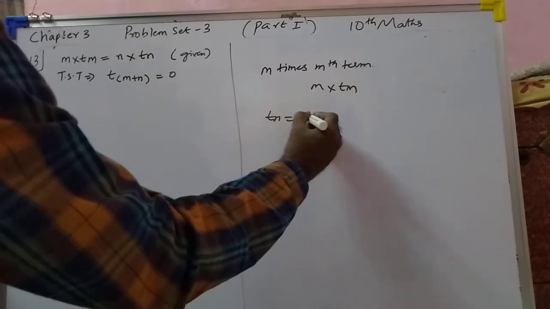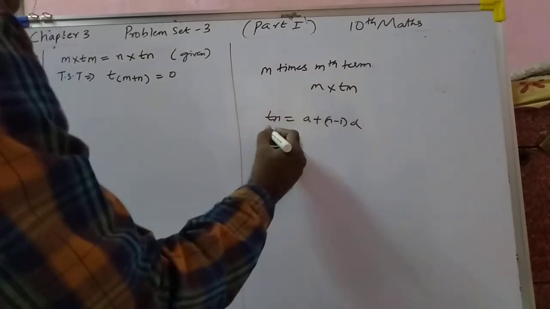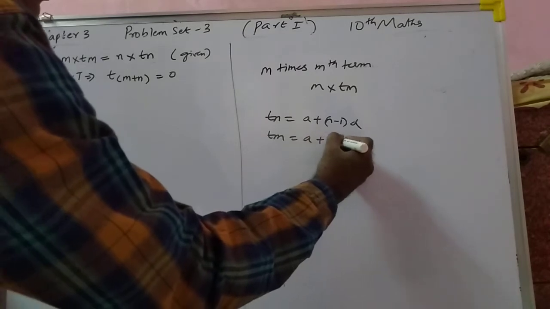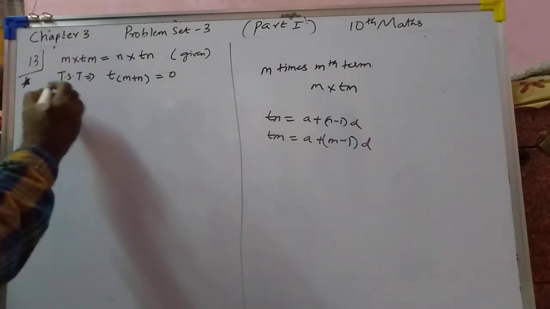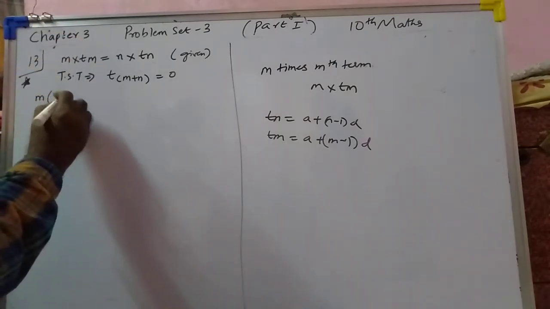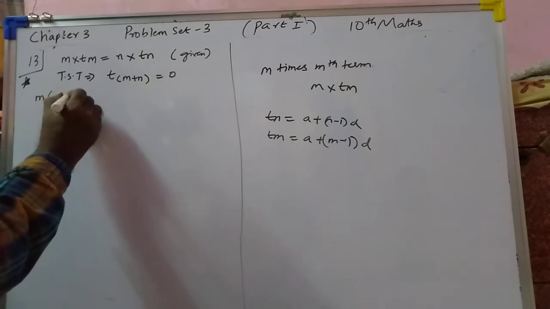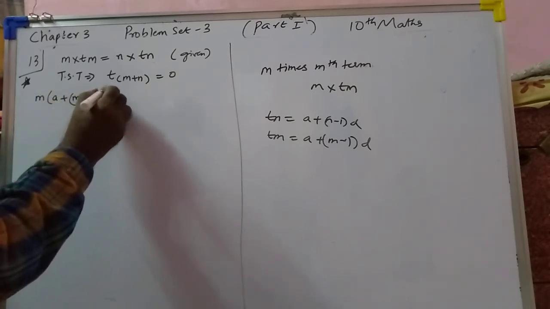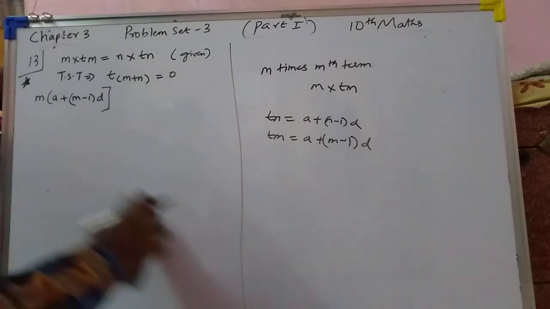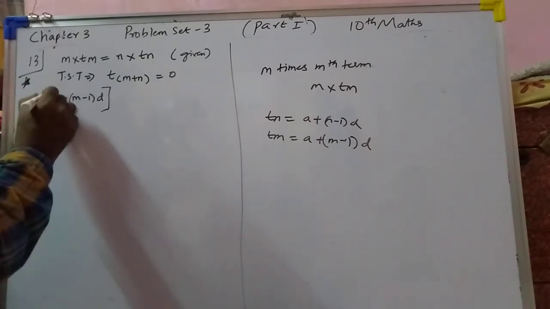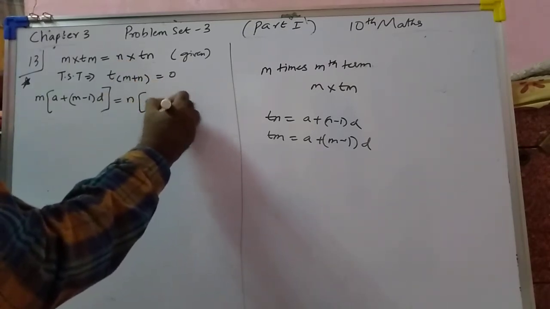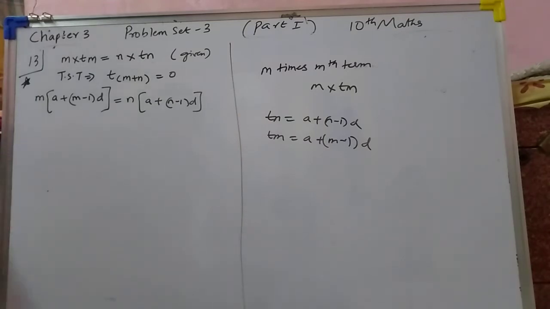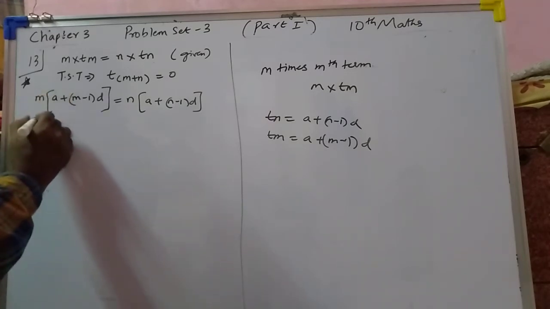So Tn is equal to a + (n − 1)d and Tm is equal to a + (m − 1)d. m means m, that's all. That we will write here. So m into [a + (m − 1)d], let's take a square bracket, is equal to n into [a + (n − 1)d], since Tn is a + (n − 1)d. Now you have to just take it inside.